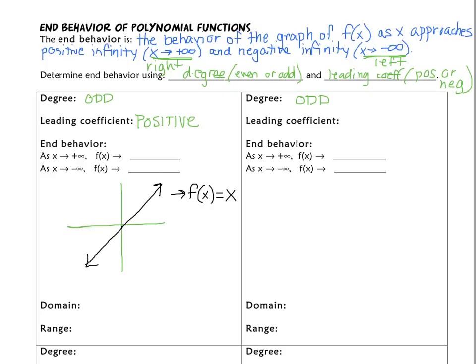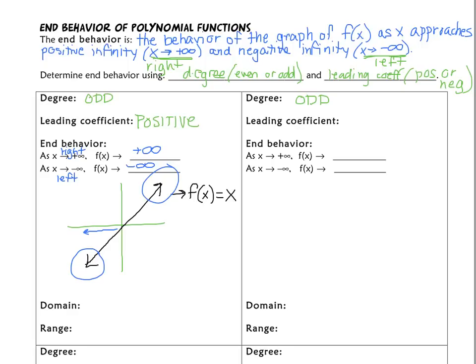So end behavior is what is the graph doing? So the black line, what is it doing as x approaches positive infinity and as x approaches negative infinity? So x approaching positive infinity, you're looking as you go to the right, what is the graph doing? Well, it's going up, so f of x, that's the graph, is also approaching positive infinity. Now as x approaches negative infinity, you're looking to the left. So you're moving to the left, what is the graph doing? It's going down, so this answer would be f of x approaches negative infinity.